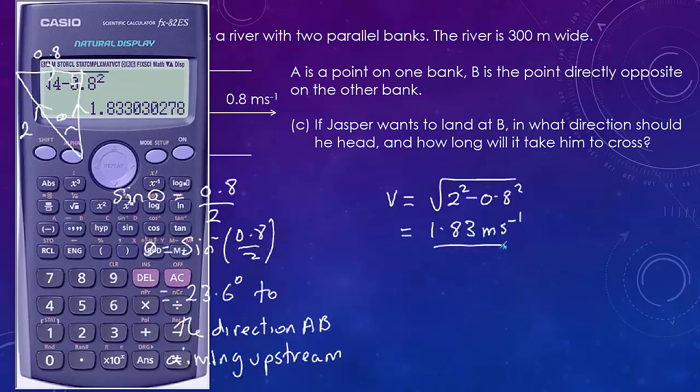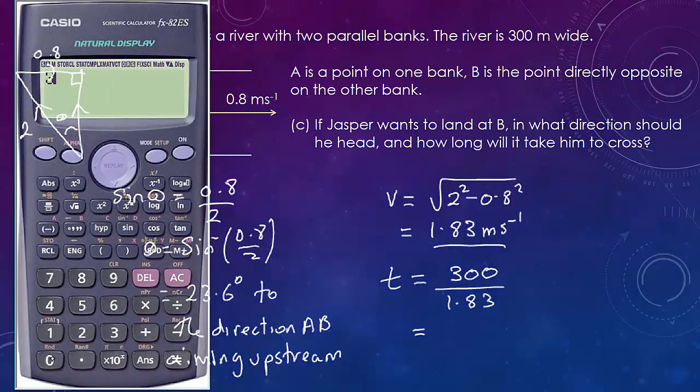And we know that he's got to do 300 meters. So it's going to be 300 divided by the 1.83, except I'll use the whole of the last answer. So we have 300, we're dividing by my last answer. And so that's 163.7 seconds.